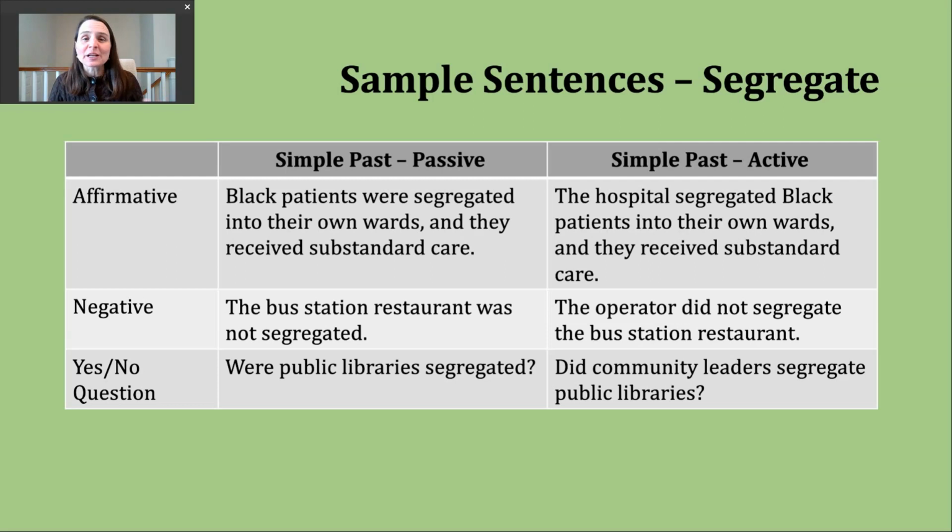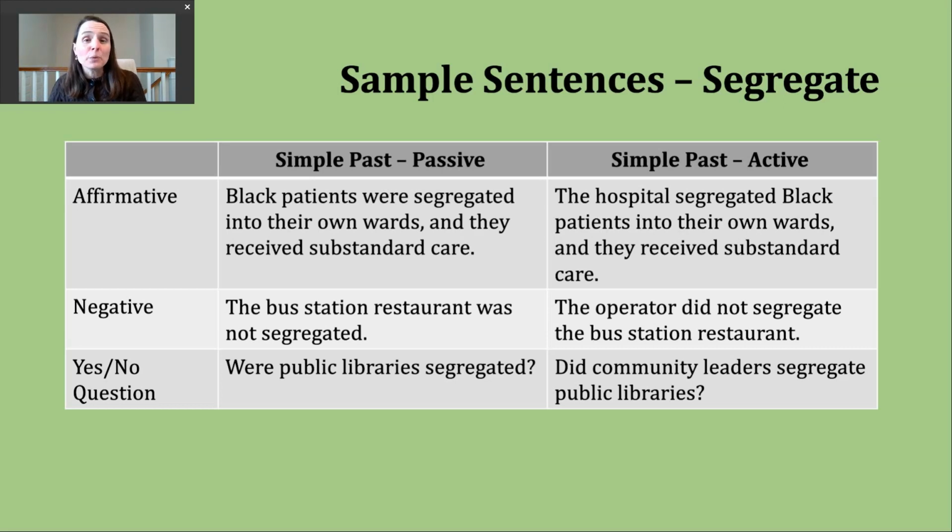Now let's take a look at making questions. If you're just starting to read or learn about racial issues here in the United States, you might have some questions. You might ask, were public libraries segregated? Right? And the crazy answer to that is yes. It's one of those things hard to wrap your mind around, that someone's race would impact whether they could go into a particular library. Now, again, we can make that active voice and ask the question, did community leaders segregate public libraries?